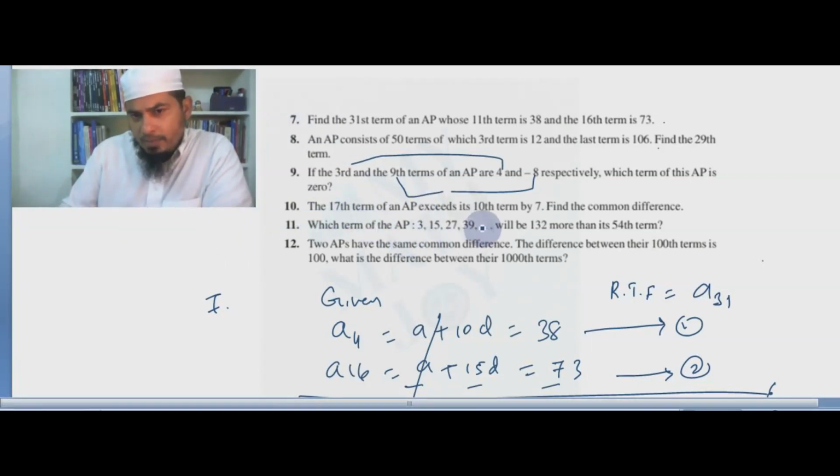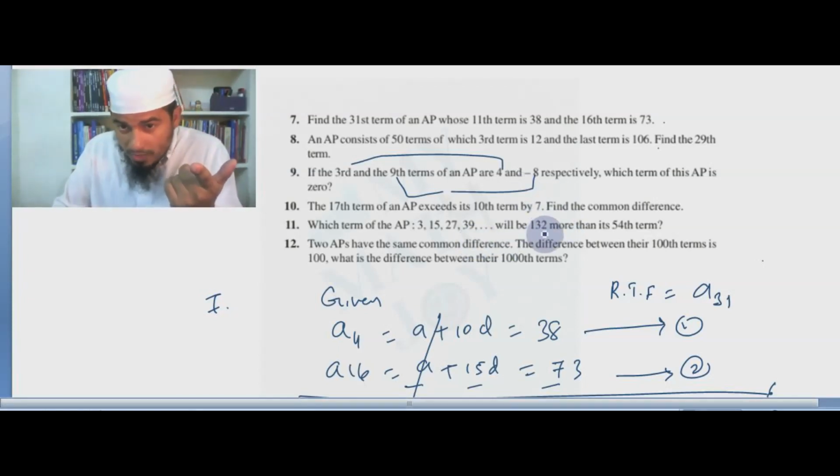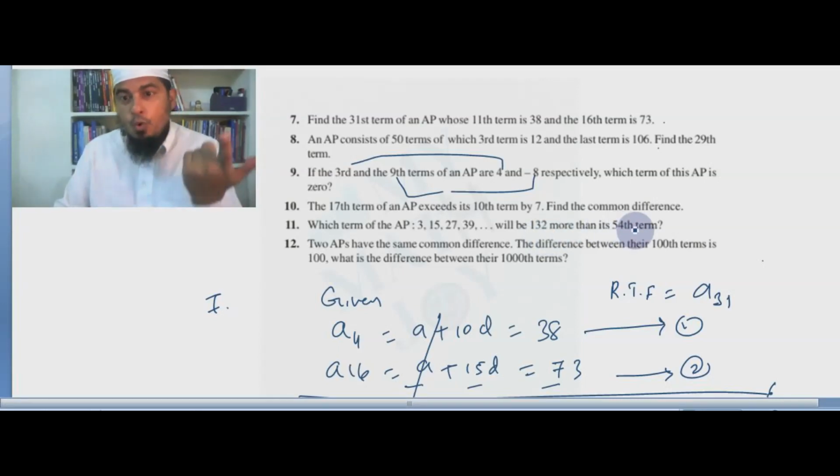Which term of the AP? So we got an AP. AP is given means first term is given, common difference is given. Which term means an. Which term will be an? So which term means an? an is 132 more than the 54th term. So according to the question, what does it become?